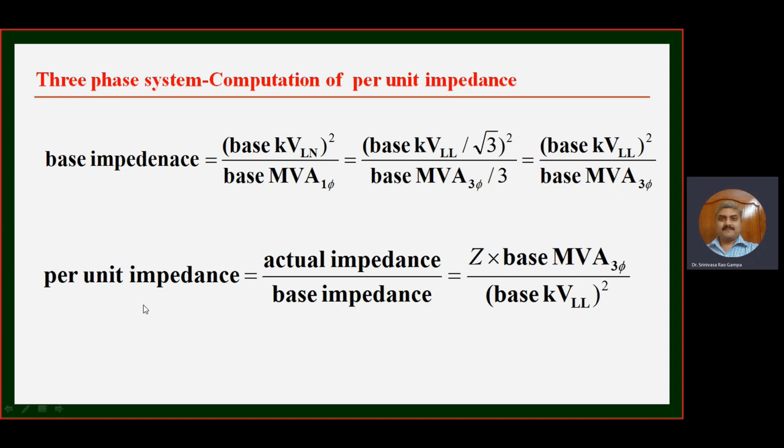So the formula for per unit impedance is equal to actual impedance by base impedance. That is, actual impedance Z by base impedance. The base impedance is base kVLL whole square by base MVA three-phase. So base kVLL whole square comes in the denominator, and base MVA three-phase comes in the numerator. So finally, this is the formula for per unit impedance.